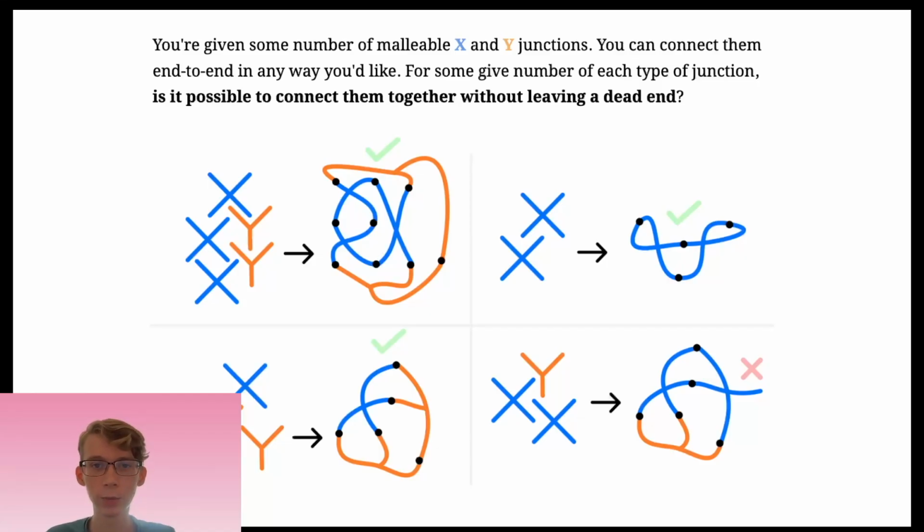That's with these black connection points, for example, and we want to determine, given some number of either of these two junctions, or given some number of both, is it possible to connect them together without leaving a dead end, such as in the bottom right, where we have a dead end right here. So we're trying to figure out a procedure or some kind of formula to help us determine, given any number of x's and y's, is it possible to connect them all together without a dead end. If you haven't tried this yet, you can pause the video if you want to.